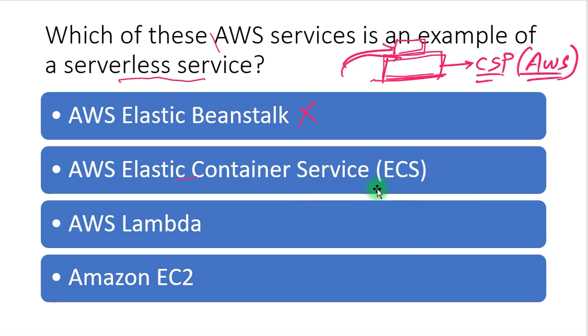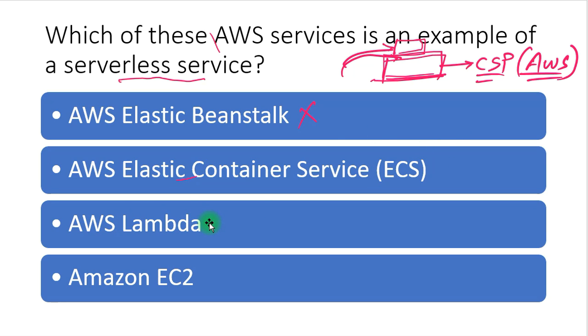So Amazon Elastic Container Service is similar to Kubernetes. Amazon ECS is a fully managed container orchestration service that makes it easy for us to deploy, manage and scale containerized applications. So it's another form of Kubernetes in AWS.